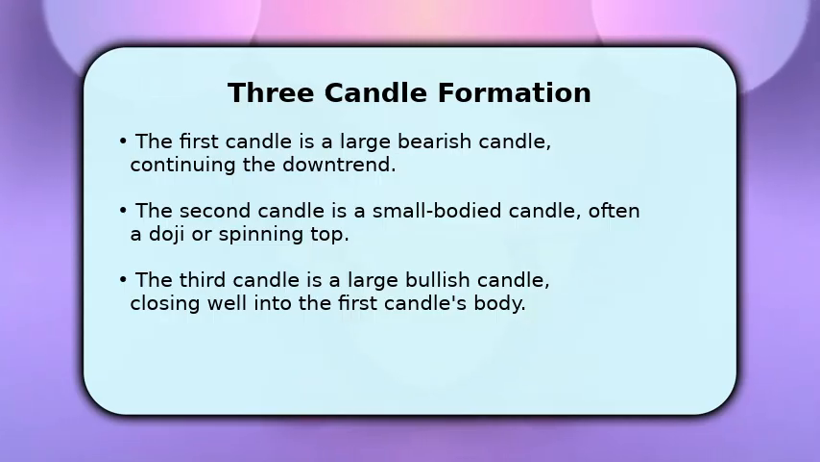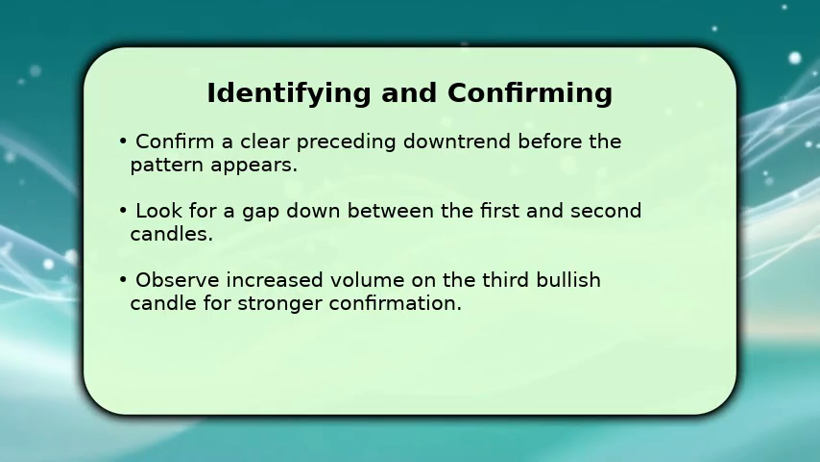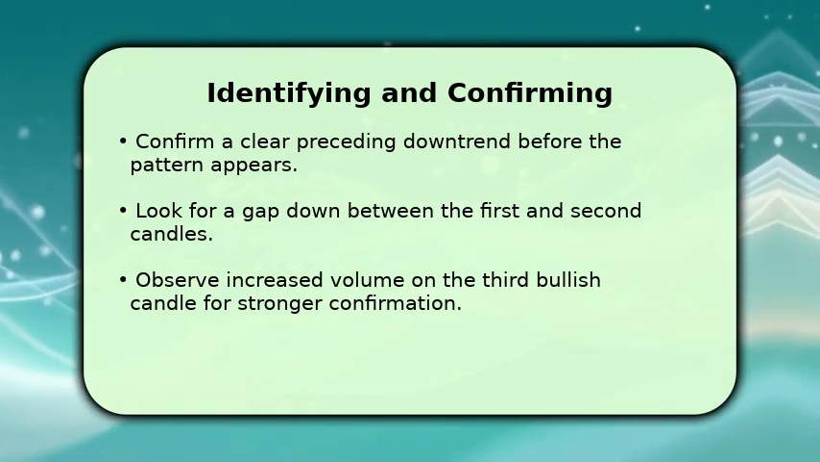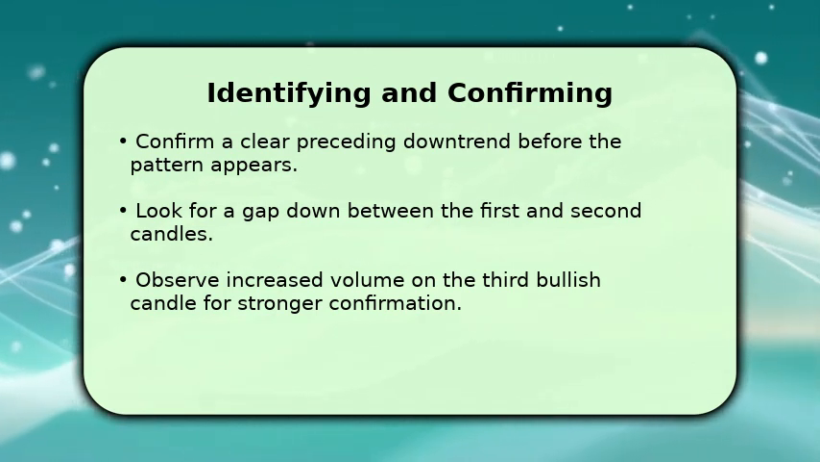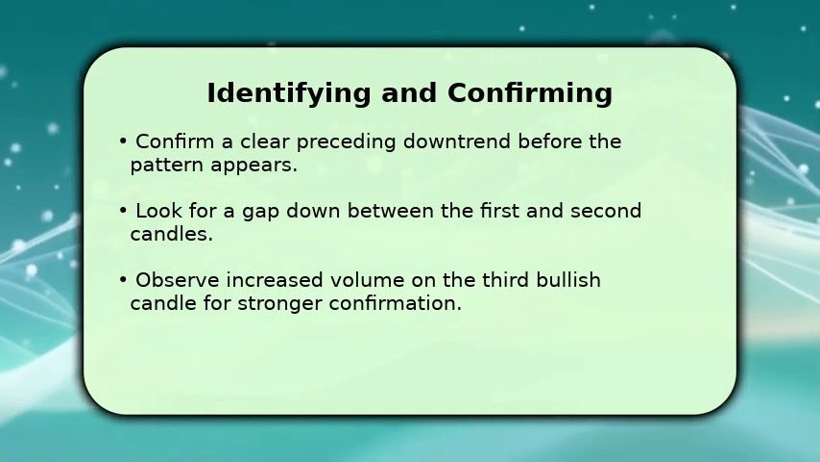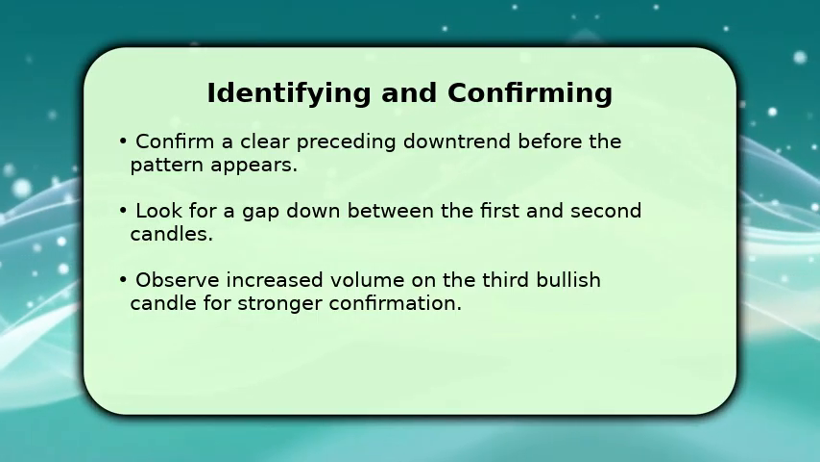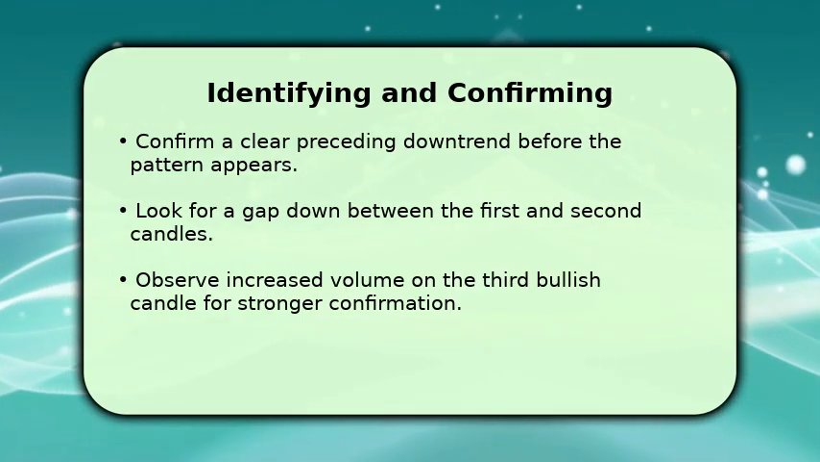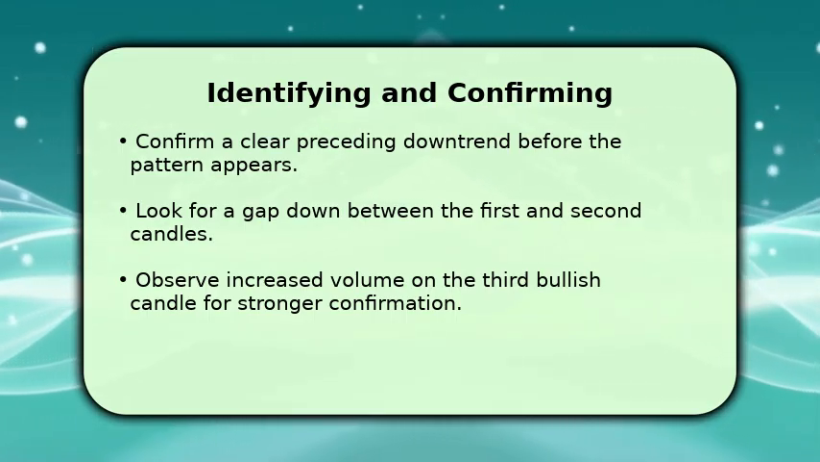strong buying interest. To effectively identify a morning star, first ensure there's a well-established downtrend. The second candle, the star, should ideally gap down from the first candle's close, showing a clear shift in momentum. Strong confirmation comes with increased trading volume on the third bullish candle, indicating significant buying interest. The third candle should also close above the midpoint of the first bearish candle, reinforcing the bullish reversal signal.